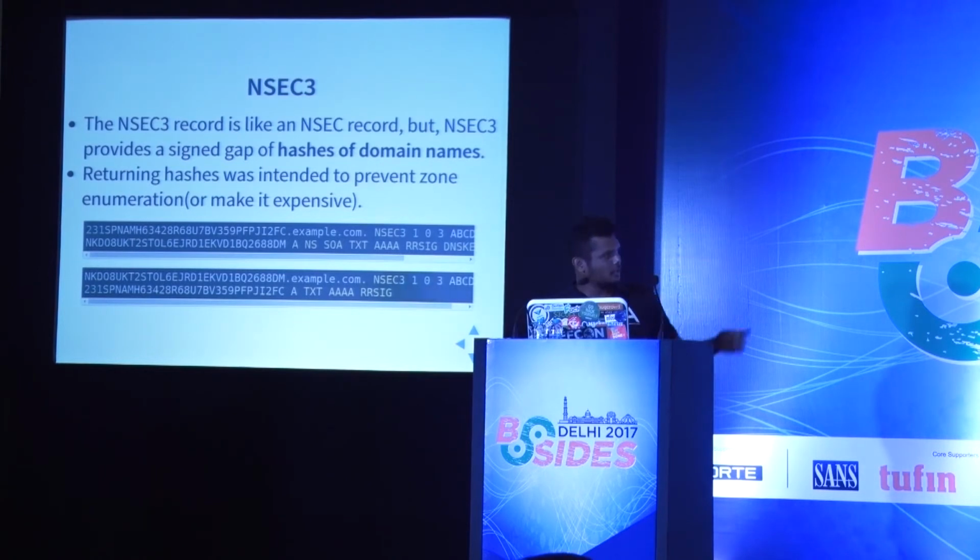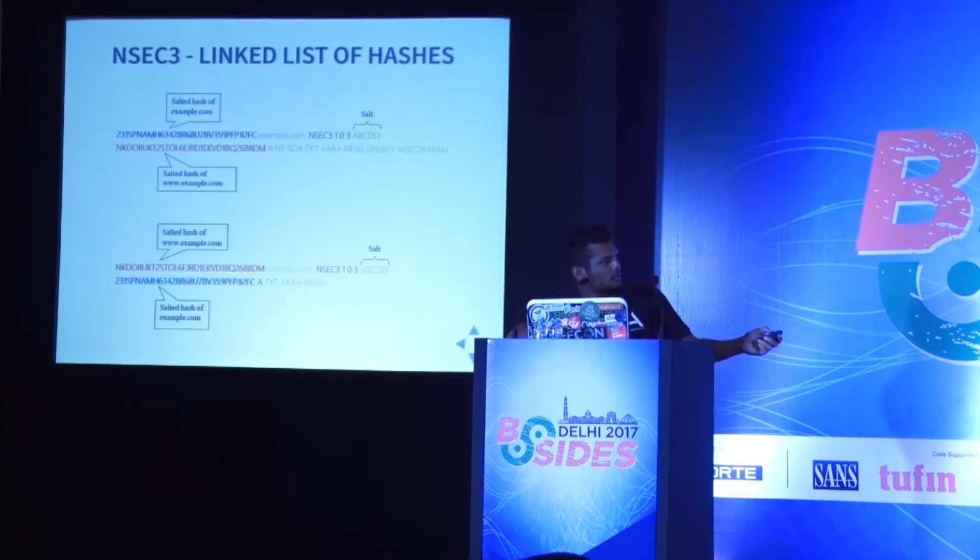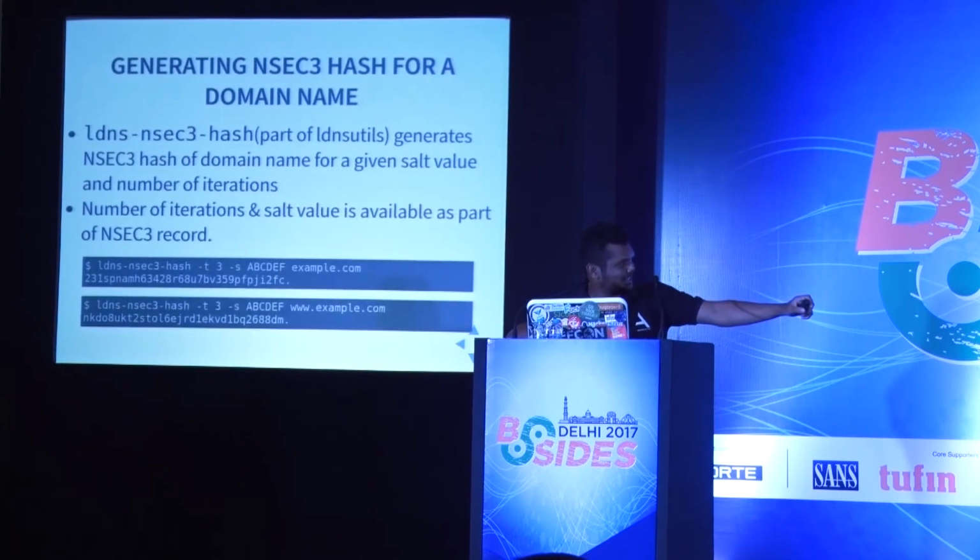That's NSEC. In NSEC3, if you're going to walk, you're only going to get the hashes. This was supposed to stop zone walking, but it did not stop. It just made it a little expensive. I'm just showing an example for example.com. If you ask anything between example.com and www.example.com, the record is going to tell you that from example.com to www.example.com, nothing exists. Something like that. So this is NSEC3.